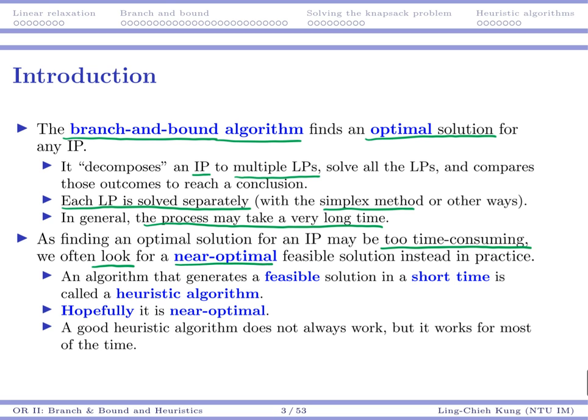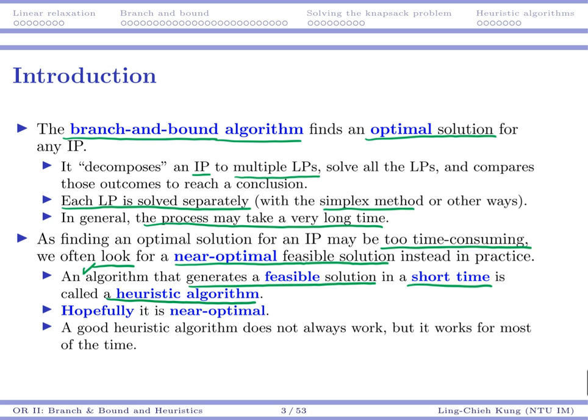We look for a near optimal feasible solution, and that may be good enough in practice. Because if you don't have a solution, then the model is useless. If you can have a near optimal solution, that may still be executable and useful in practice. So if we have an algorithm that generates a feasible solution in a short time, and even if that feasible solution is not optimal, it may still be useful.